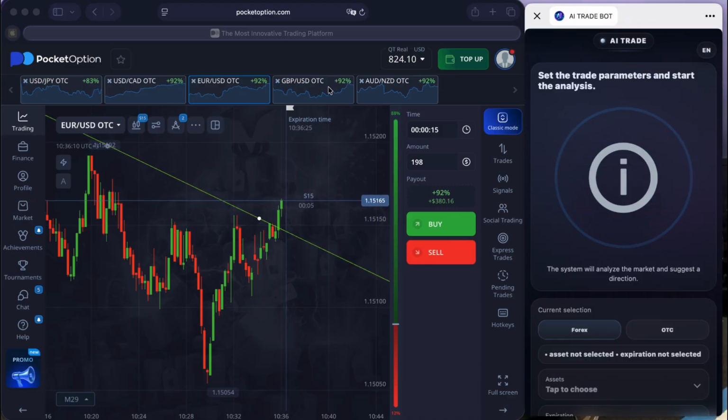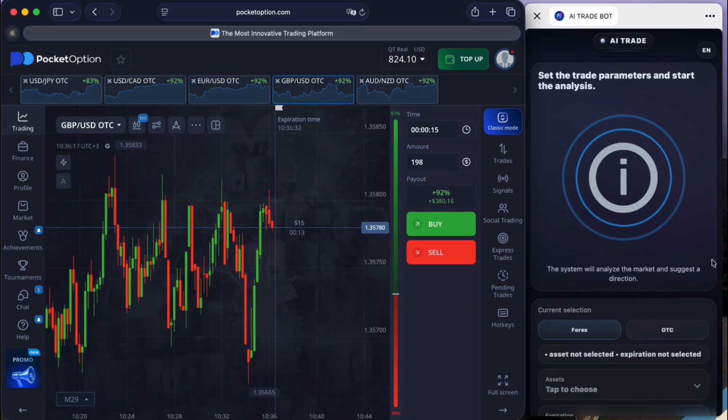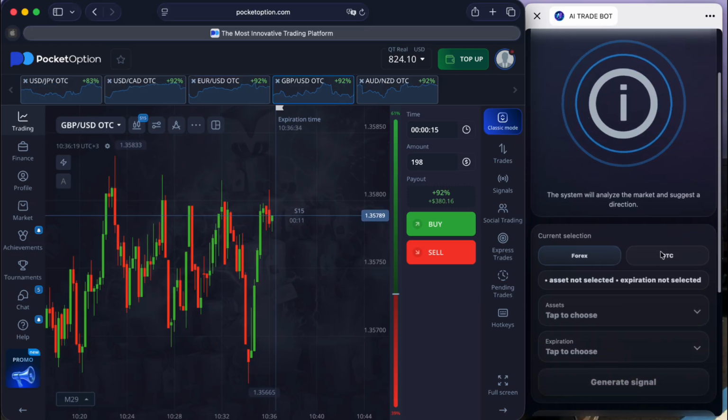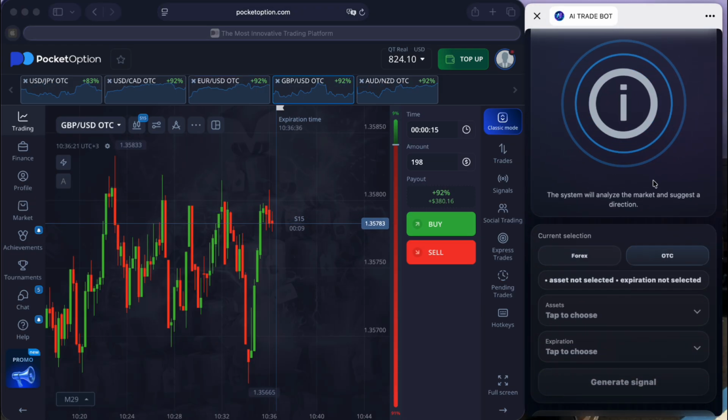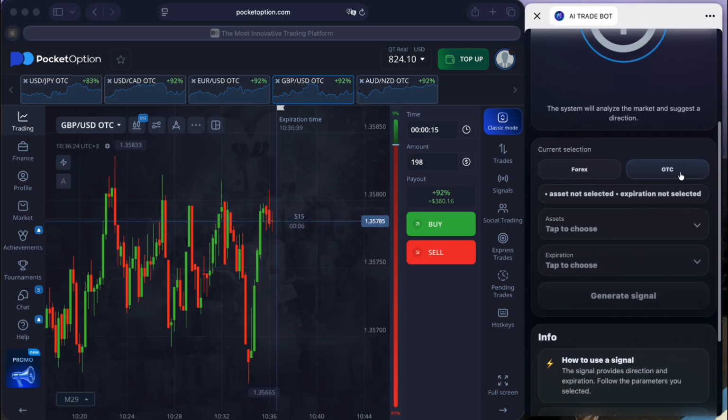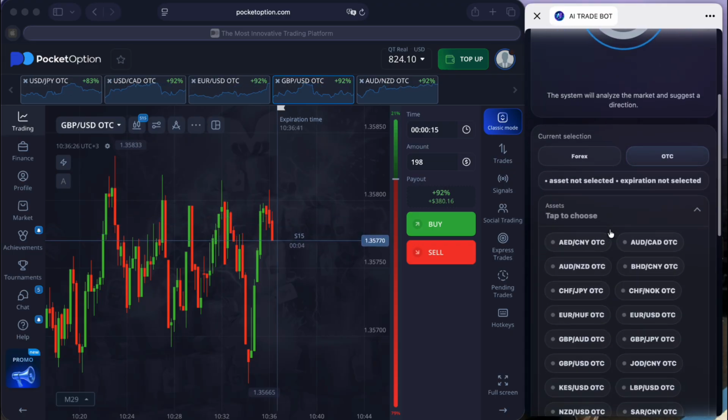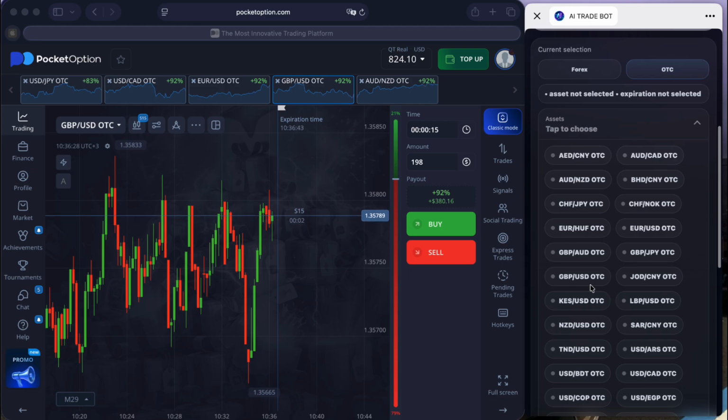I switched to the British pound dollar. Let's show you the full power of this tool. Without technical analysis, we will open on this asset. OTC mode is on our screens. I switch to it. The assets also need a currency pair. The British pound dollar is on our screens.